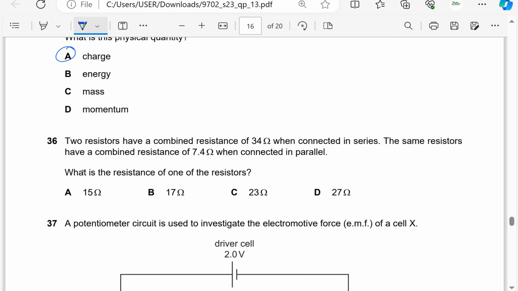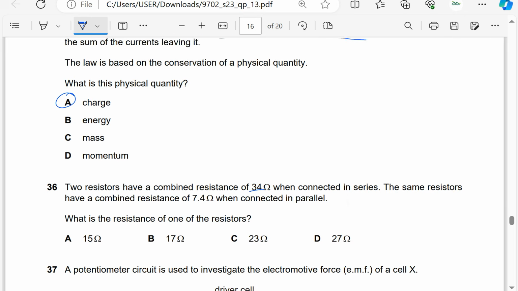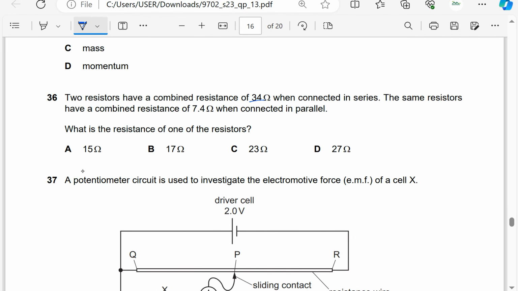Two resistors have a combined resistance of 34 ohms when connected in series. Okay, so in series, it means when I get R1 plus R2, I should get 34. The same resistors have a combined resistance of 7.4 when connected in parallel. For resistors in parallel, if there are only two, the total resistance is the product over the sum. So in parallel, R1 times R2 over R1 plus R2 should give me 7.4.